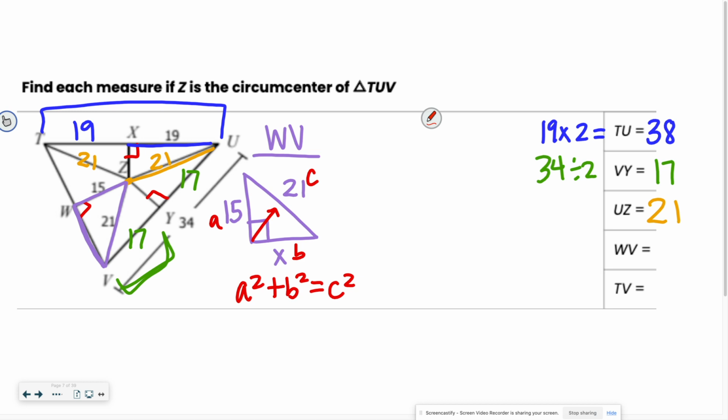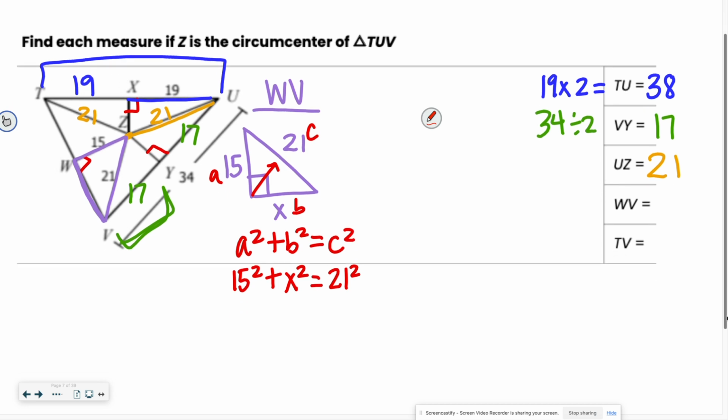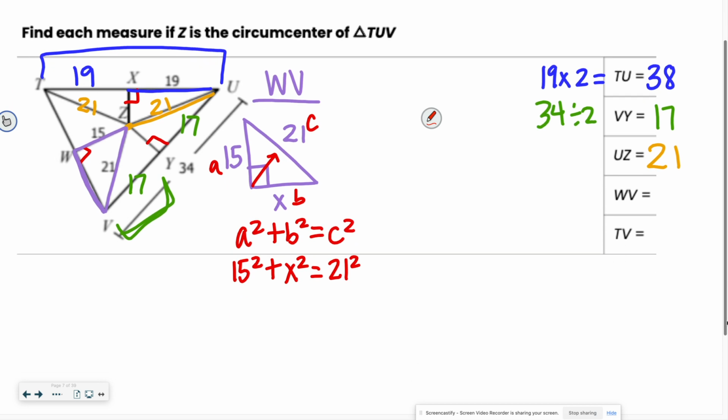Now once you have this label, we're going to plug it into the Pythagorean theorem here. So I labeled 15 as my a squared, so 15 squared. We don't know what b is, so we're going to call it x squared. And our c squared, our hypotenuse, is 21 squared. And now it just becomes calculator work, you guys. It's nothing crazy. So 15 squared is 225. We still don't know what x squared is. 21 squared is 441. Remember, square just means to multiply by itself. Subtract over 225, we get 216.